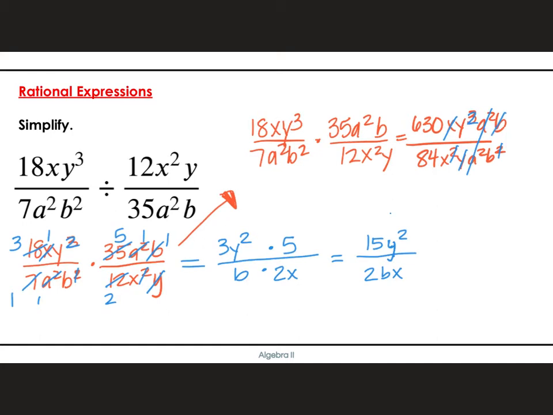So now I have 630 divided by 84. When I put that in my calculator, I get 7.5. I know 7.5 as a fraction is 15 over 2. And then at the top, I have y squared. And at the bottom, I have x and a b. So again, I ended up with the same answer. Just the math was a little bit more difficult because I didn't simplify in the beginning. So you have that option to simplify in the beginning or simplify at the end. You decide.